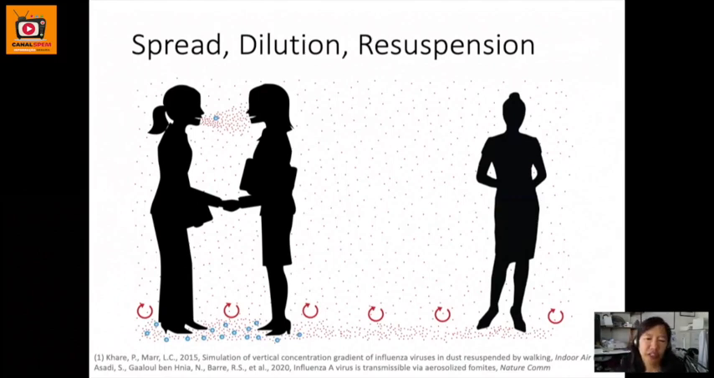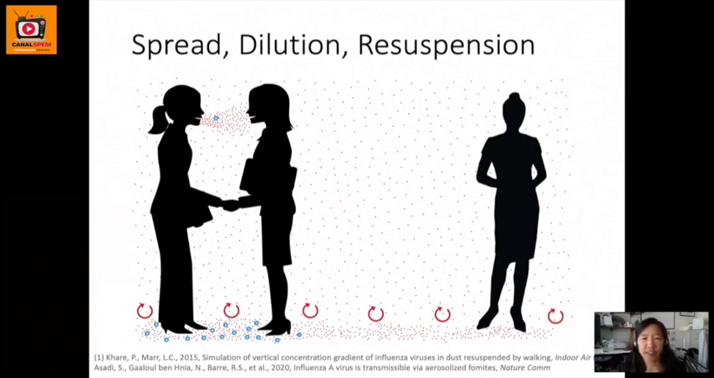In addition to transmission happening at close range, it can also happen at a distance. These aerosols in the respiratory plume can remain suspended in the air for long periods of time, during which they can spread throughout the room, as shown here. We have red dots everywhere. The droplets will fall to the ground.